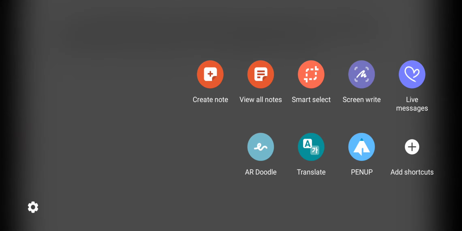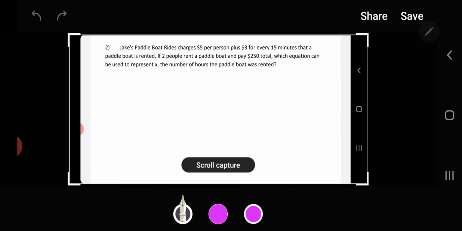Okay. Let me grab this real quick. So once again, we're trying to create an equation. So an equal, not an inequality, we're trying to equal. Jake's paddle boat rides charges $5 per person plus $3 for every 15 minutes. What we're trying to establish is if only two people rent a paddle boat and pay $250 total, that's our total, which equation can be used to represent X, the number of hours.